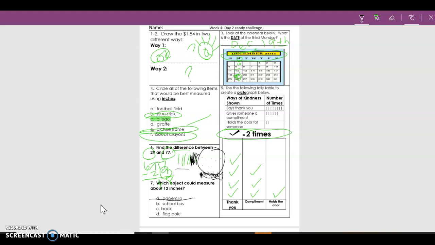A school bus would definitely not be 12 inches. A book, however, could be 12 inches. And the flagpole, we're talking about the one that would be outside of a business or a school. That one would definitely not be 12 inches. So there is your day 2.